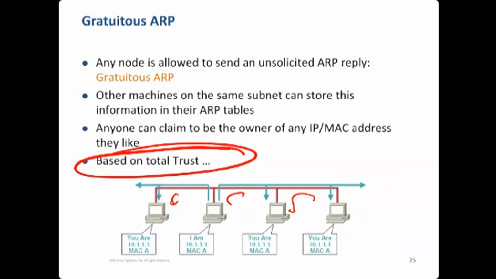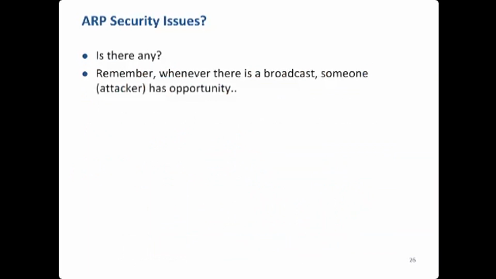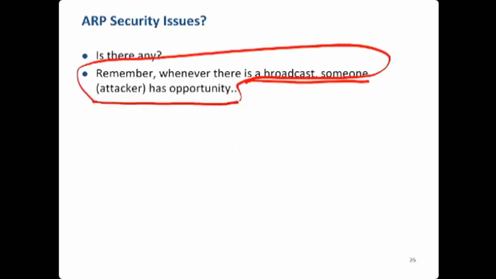You apply the same logic: a hacker may come in possession of someone else's IP address. Yes, very good. Now you can do a number of attacks here, because whenever there is a broadcast and trust, there is an opportunity for an attacker. Anybody can respond now. Once they see an ARP request, why not a rogue element or attacker respond back?